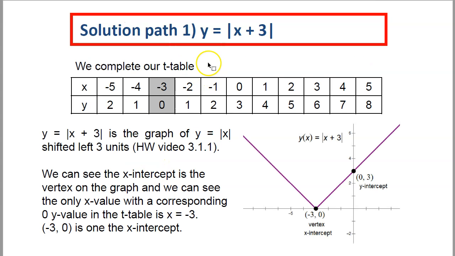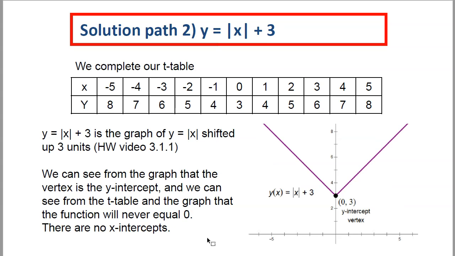So for the first part, we have the function y equals the absolute value of x plus 3. If we make a t-table, we see that our vertex will be -3, 0, which matches our homework video 3.1.1. This is the graph of y equals the absolute value of x shifted 3 to the left. So since the graph of the absolute value of x is just shifted 3 to the left, there's only one x-intercept, and it's also our vertex. So we can see that our x-intercept here is -3, 0.